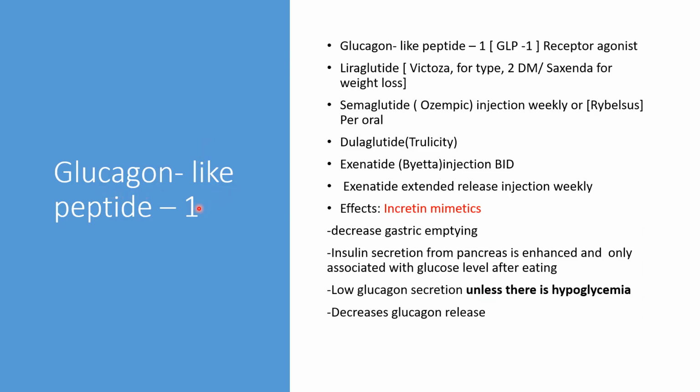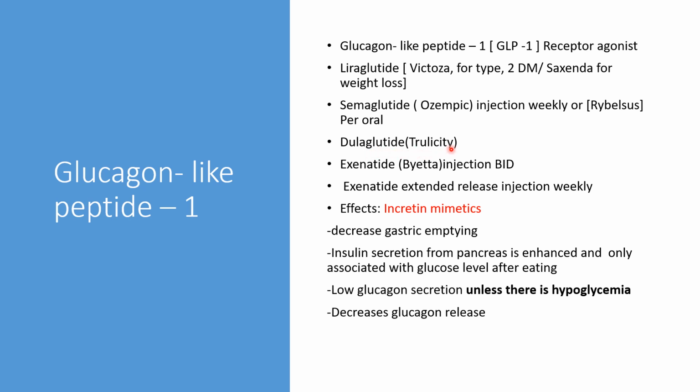Now, glucagon-like peptide 1. The glucagon-like peptide 1 receptor agonists, the examples will be liraglutide, that is Victoza, for type 2 diabetes mellitus treatment, or the brand name Saxenda, if your goal is for weight loss. So you can grab that. Semaglutide, that is Ozempic, will come in form of injection weekly, or Rybelsus, that is another brand name of semaglutide, is used orally. It depends on your goal, right?